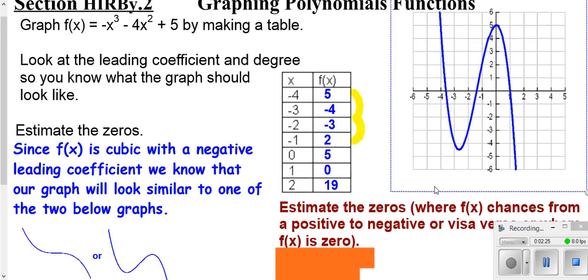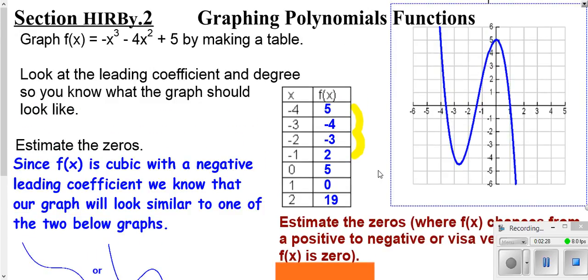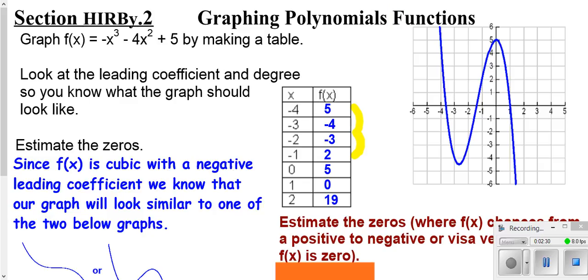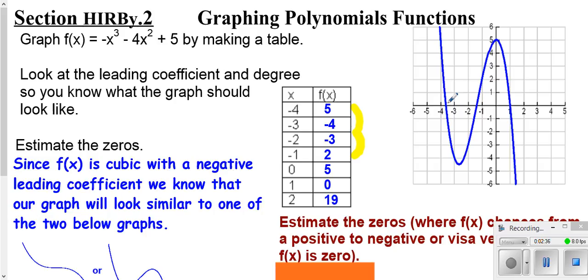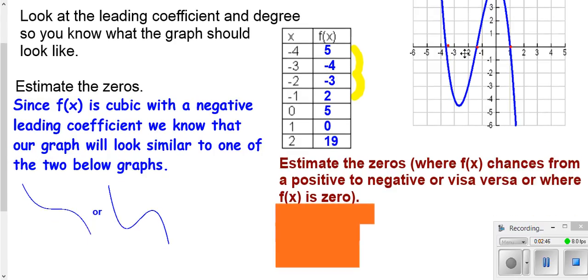Now, we also want to go ahead and estimate our zeros. Well, our zeros are where we're crossing the x-axis. We're crossing the x-axis here, here, and here. So as we're trying to estimate, we're going to say between what 2 nice normal numbers it's crossing. Well, it's crossing between -3 and -4. It's crossing between -2 and -1. And then it looks like here it's not crossing in between, it's crossing exactly at 1. So I'm going to just write that down.